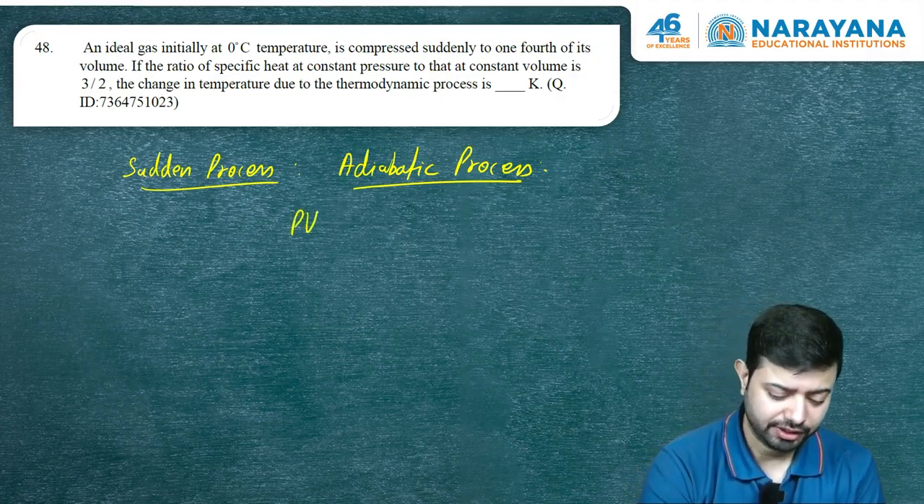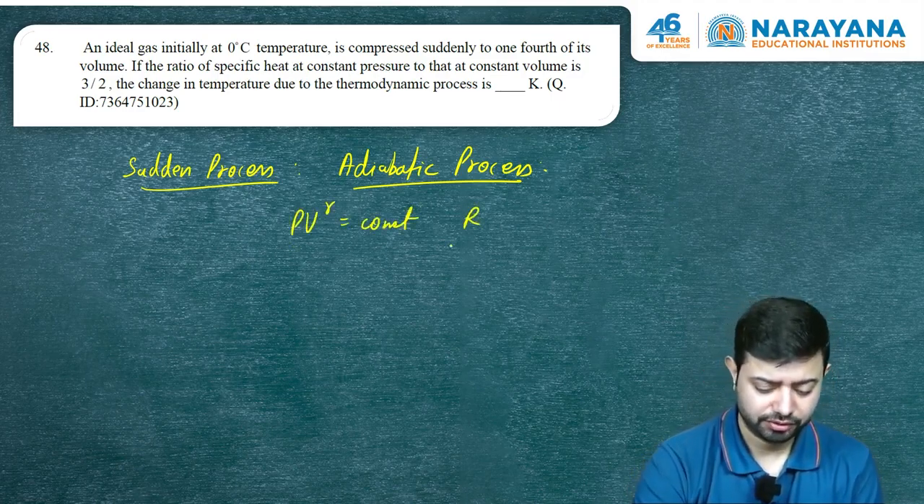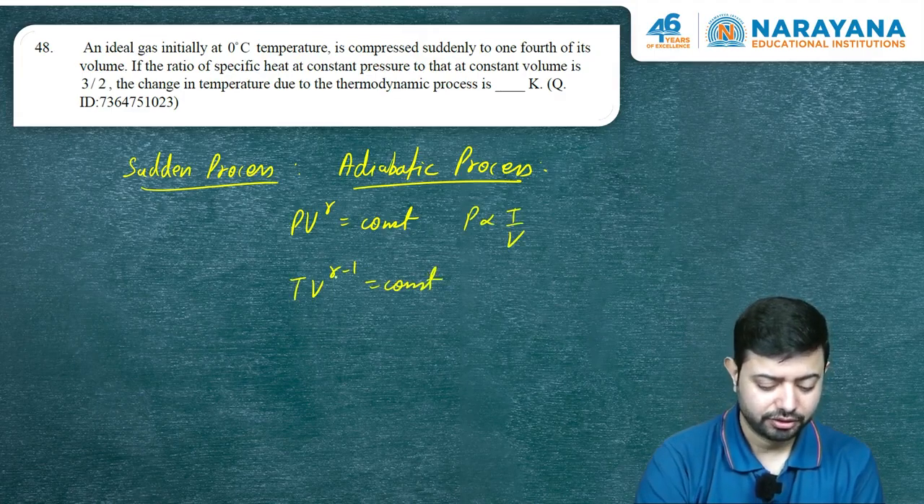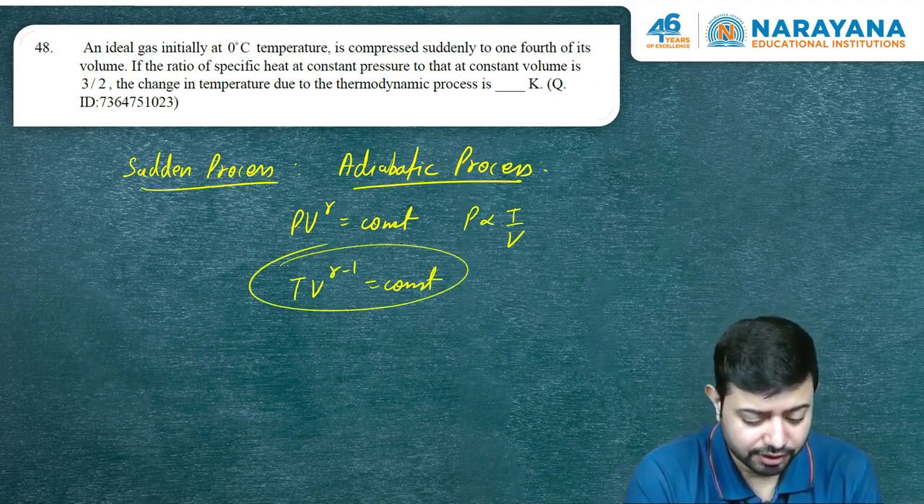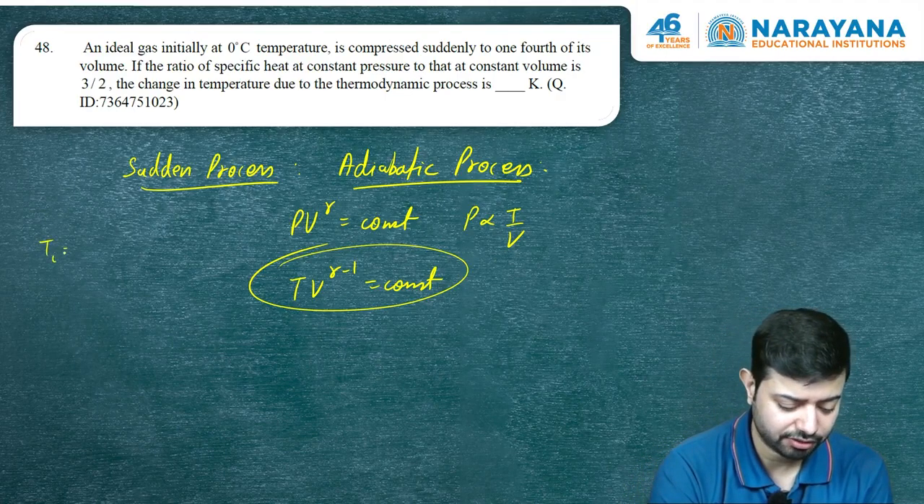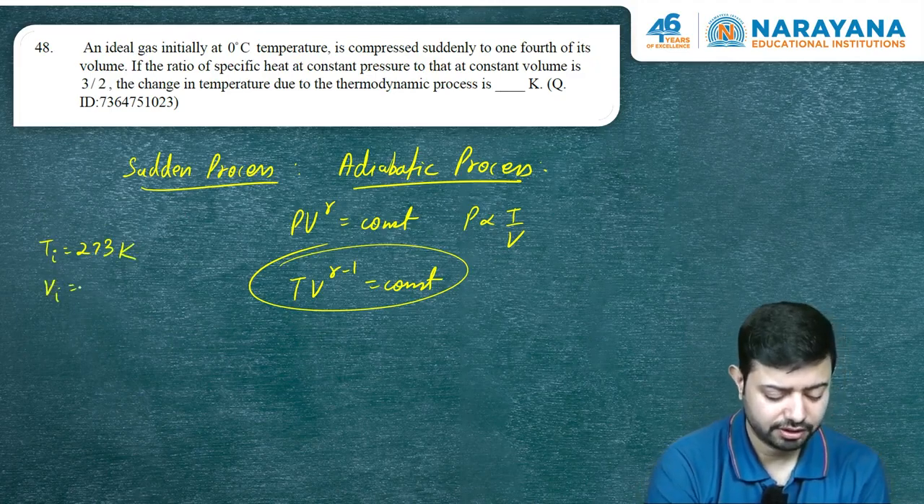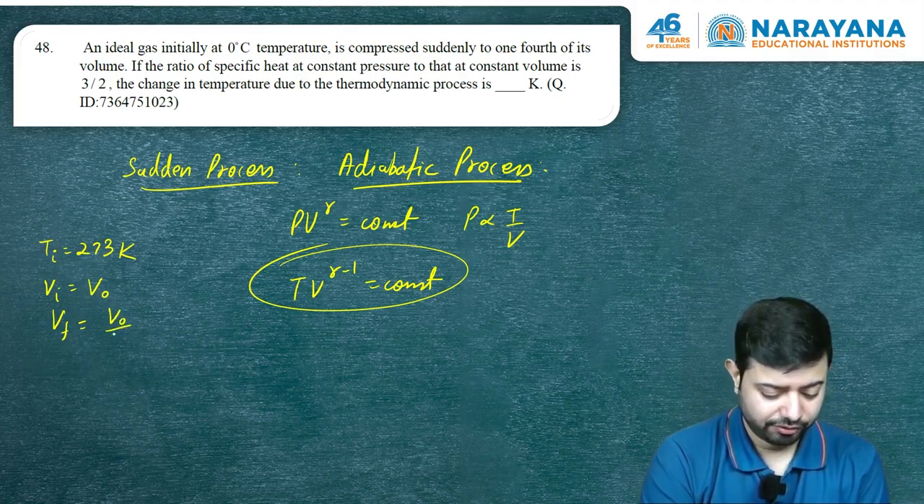So, now what happens if it is an adiabatic process? You know the relation P V to the power gamma is constant. Pressure is proportional to T by V something. So, you can write T V to the power gamma minus 1 is constant. You can use this relation. Here it is talking about the same thing. Initially it has 0 degree Celsius, compressed suddenly to 1/4 of its volume. That is, what is my T initial first of all? 273 Kelvin, right? And what is the volume initial? Let us say V naught. Volume final becomes V naught by 4.